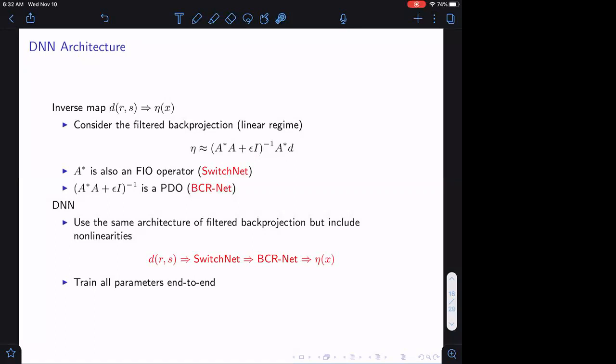If you look at this formula, it takes d and applies two operators on top of it. The first operator is A star, which we know is a Fourier integral operator. Therefore, we can use SwitchNet to represent that. The second operator is the inverse of the normal operator of the Fourier integral operator, so it's a pseudo-differential operator. Therefore, we decide to use the BCR to represent that.